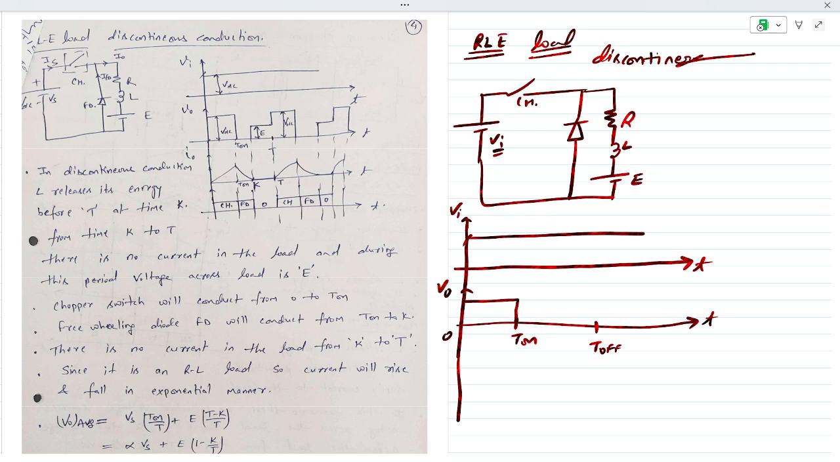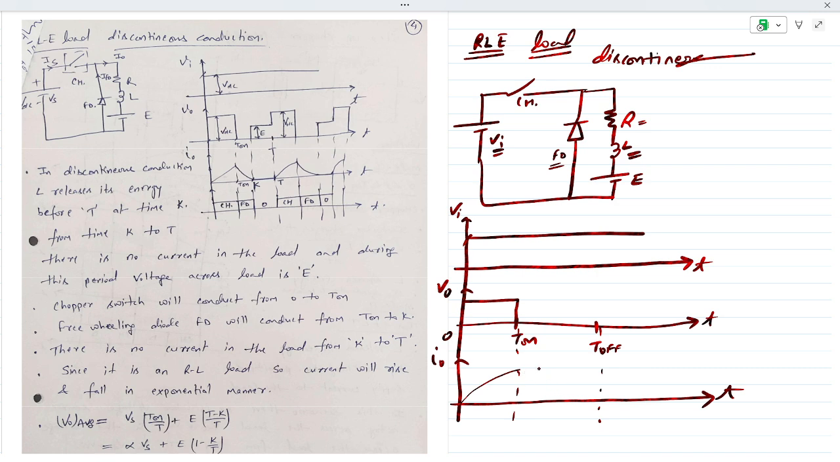Now what will happen in mode 2 from T on to T off? That we will decode with the help of the current waveform. So let's say this is the load current waveform. From 0 to T on, current will gradually increase since L is there and L will store energy. Let's say current is increasing like this. Now after T on, the switch is off. Now this L will discharge its stored energy through this freewheeling diode, and all the energy will be dissipated in the R in the form of heat.